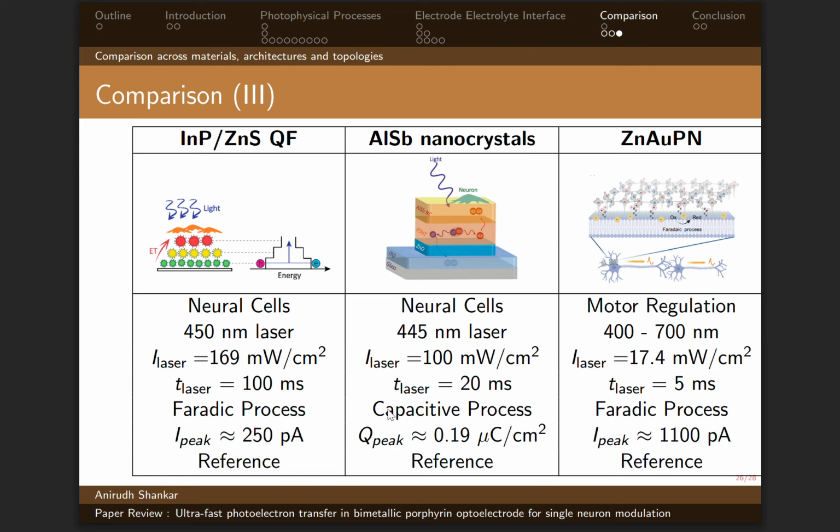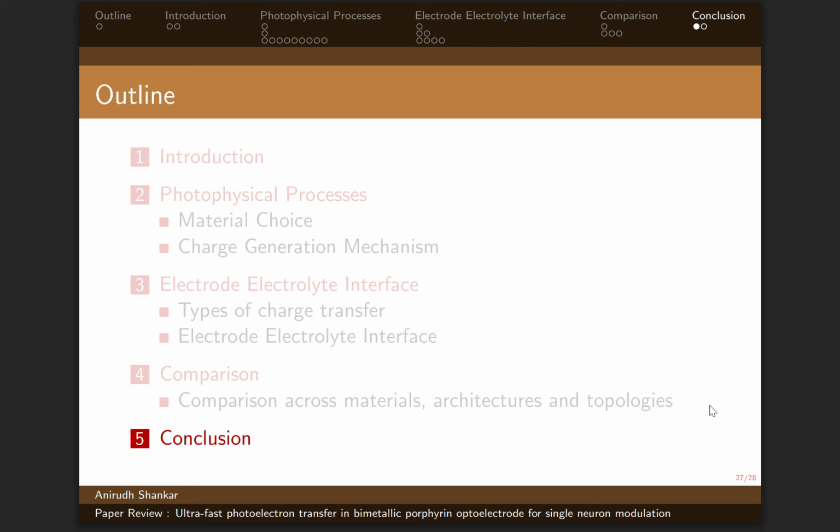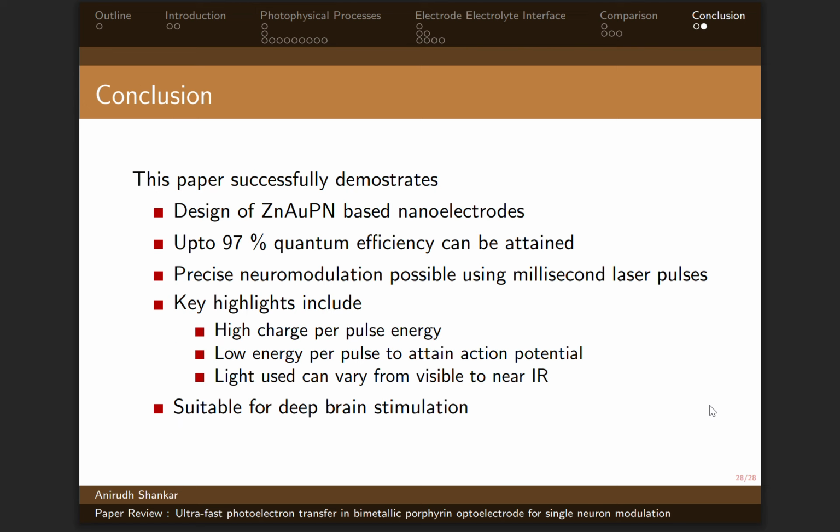And all the references have been cited here, which can be clicked and viewed. And now this brings us to the conclusion of this paper. This paper successfully demonstrates the design of zinc gold porphyrin based nanoelectrodes, which give an efficiency of up to 97%.